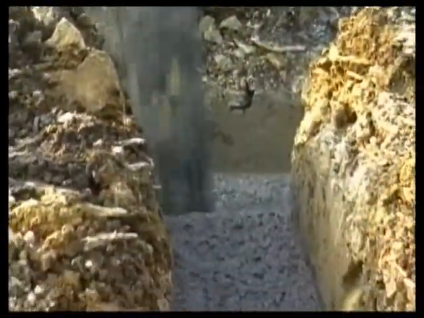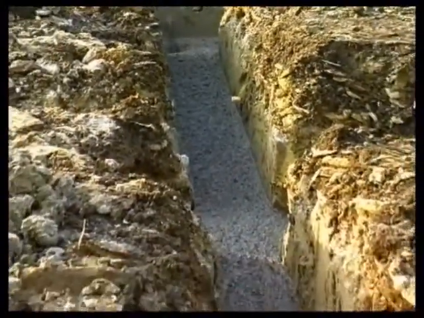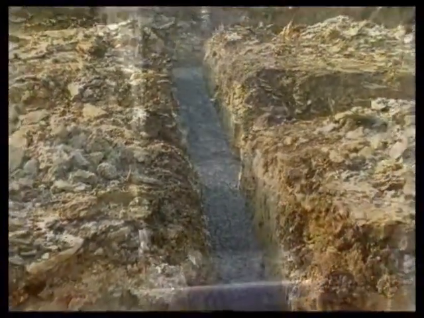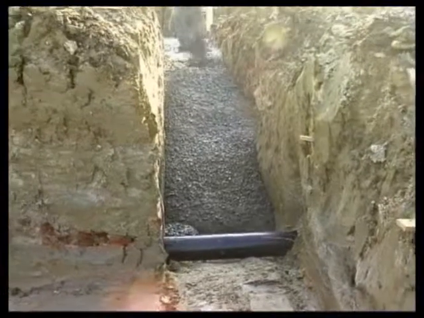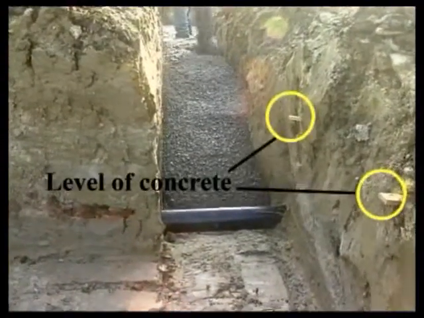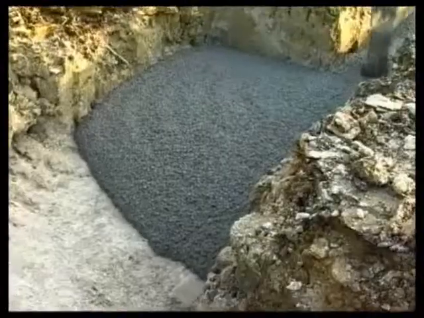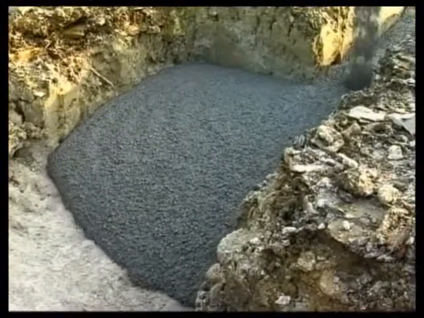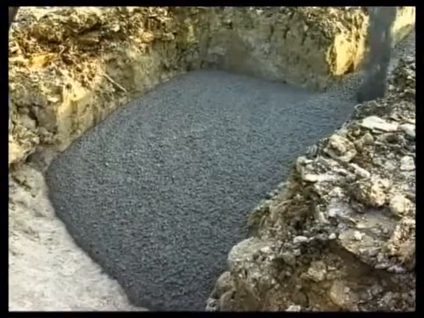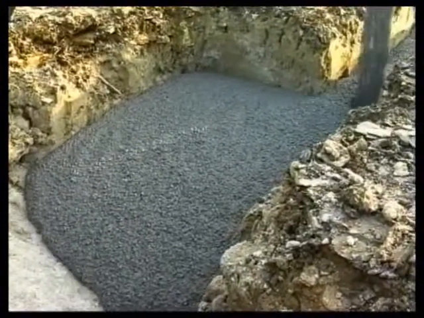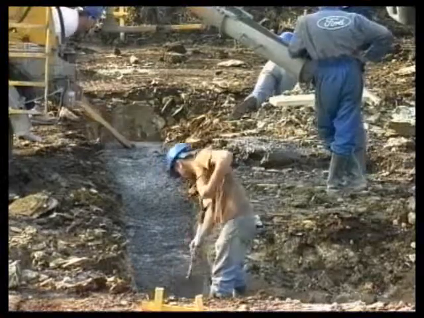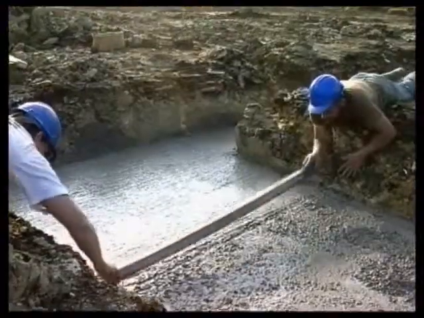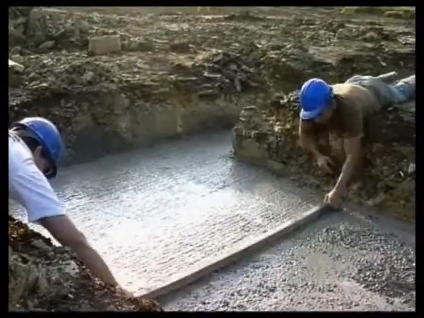The correct amount of water is vital. Too little and complete hydration will not take place. Too much, and the surplus water not required for hydration will evaporate and leave behind tiny voids. This will weaken the concrete. The surface of the concrete is tamped level, ready for the bricklayers.